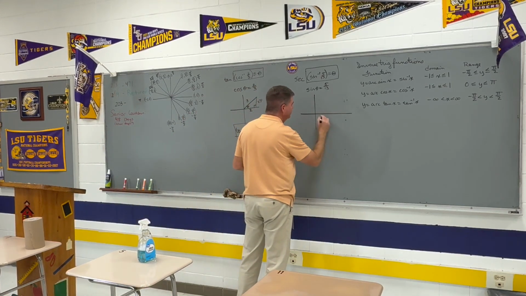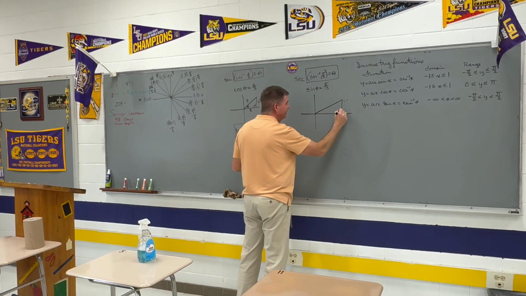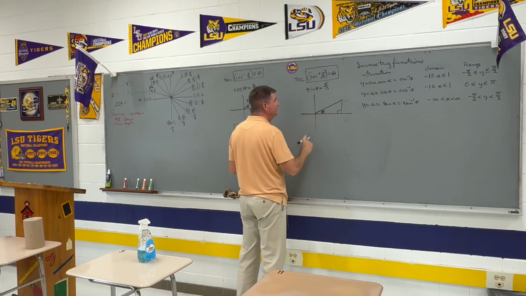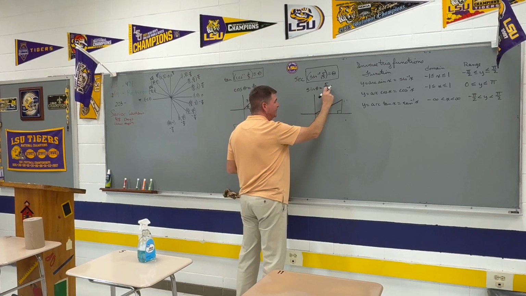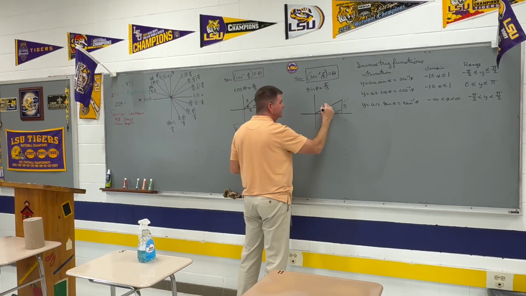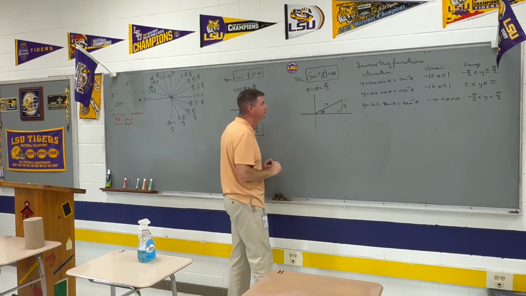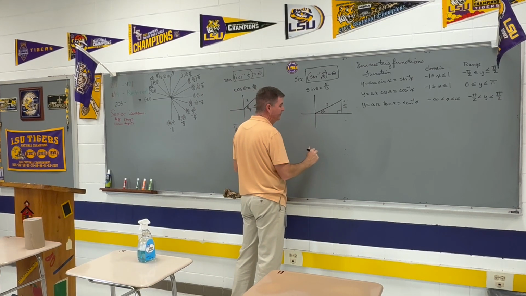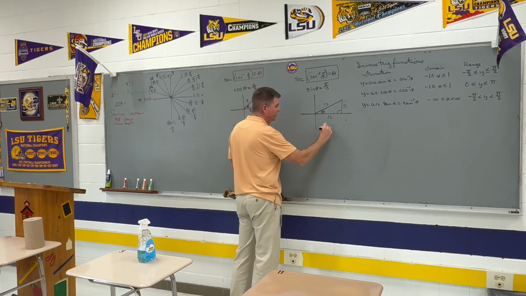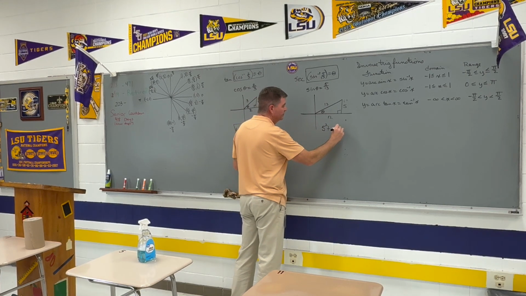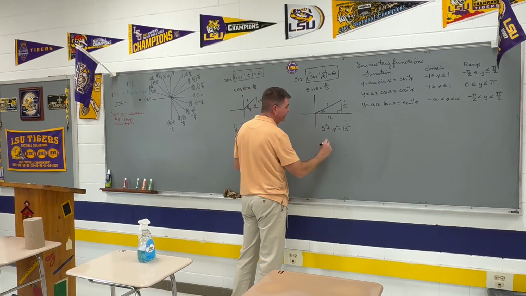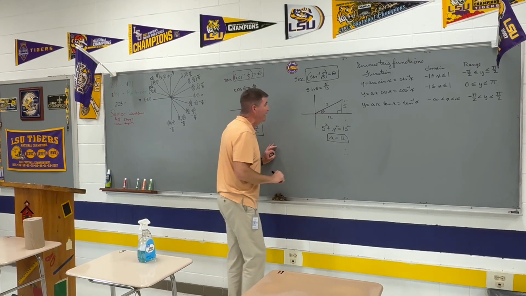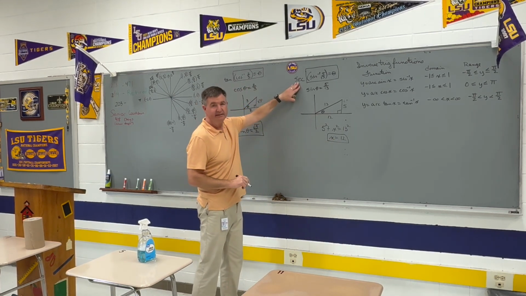I'm going to draw this. Got my theta. Sine is opposite over hypotenuse, so that's a 5, that's a 13. I'm going to use the Pythagorean theorem in order to find the missing part. 5 squared plus x squared equals 13 squared. X equals 12. So now I'm going to look for the secant.